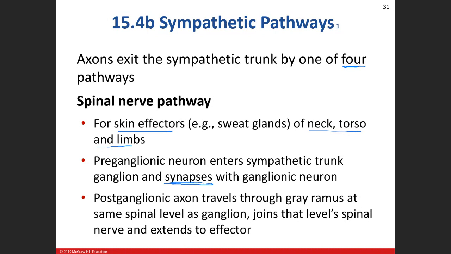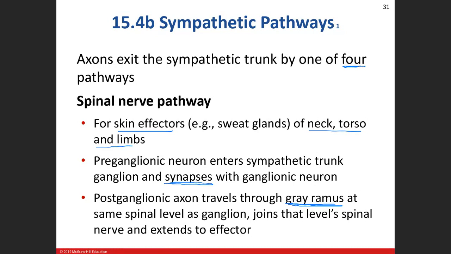Now, that postganglionic neuron is going to exit the sympathetic trunk through the gray rami communicantes, or the gray ramus. It's gray because it's unmyelinated. Remember, the white rami are the on-ramps. They bring the neurons into the sympathetic trunk, and the gray rami are the exit ramps. They're going to leave. And this is important.